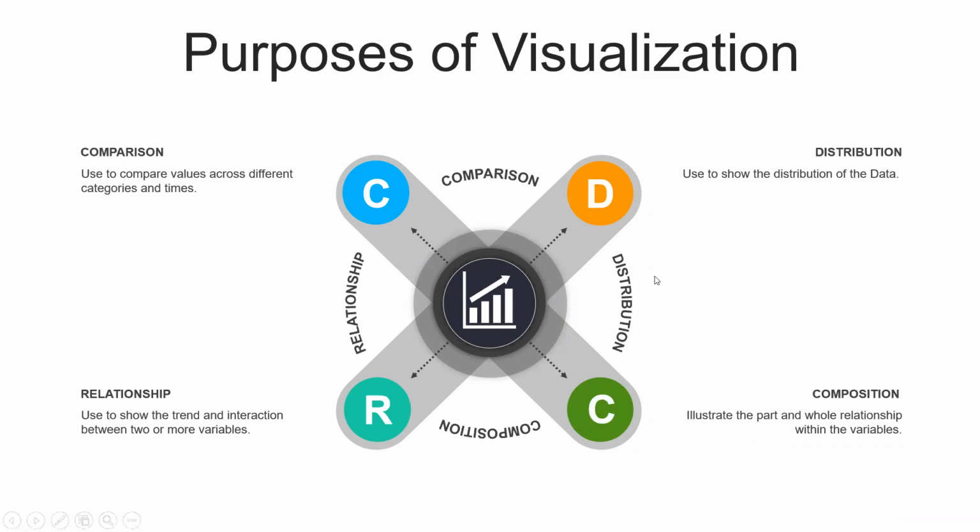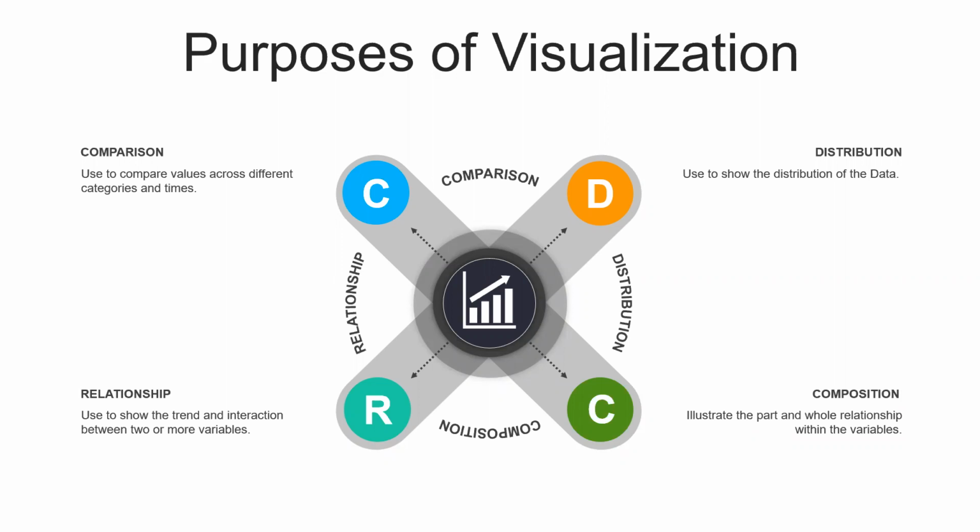So please understand this theoretical aspect, because when we start doing it, you will not get confused, because whatever we are going to do has to do with this particular thing that we just mentioned. Are we comparing something? No. Are we showing the distribution of something? No. Are we illustrating a part or whole relationship of something? No. Are we showing the trend or interaction of something? So you ask yourself, and based on that, you know the type of chart you are going to use.